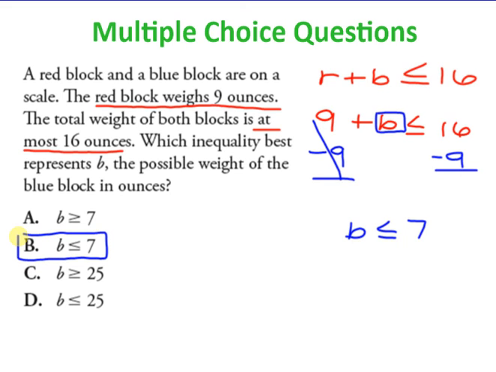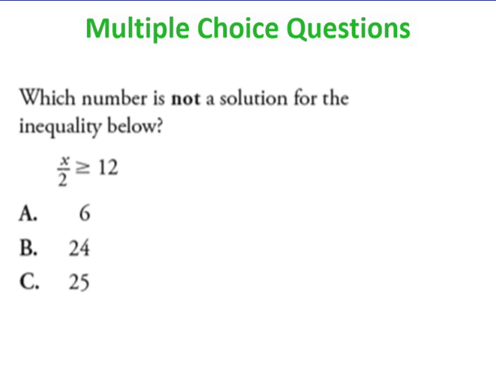Now again, let me show you a trick here. If both blocks together weigh at most 16 ounces, is it possible for one of the blocks to weigh 25 ounces? No, because if together they weigh at most 16, then one of them should not weigh 25. So you should be able to eliminate C and D from your answer choices.